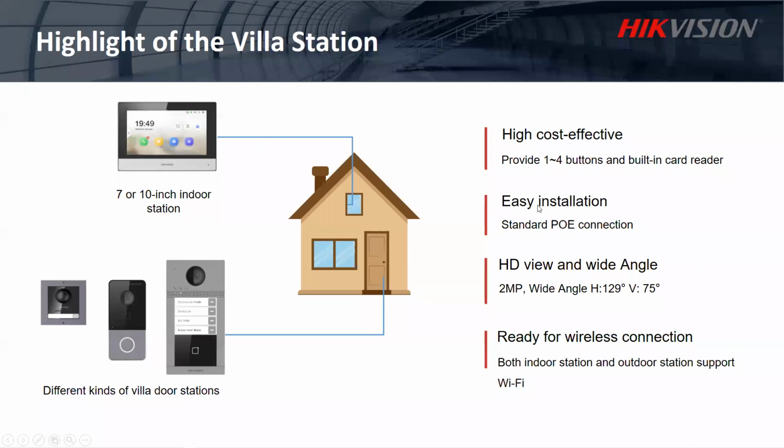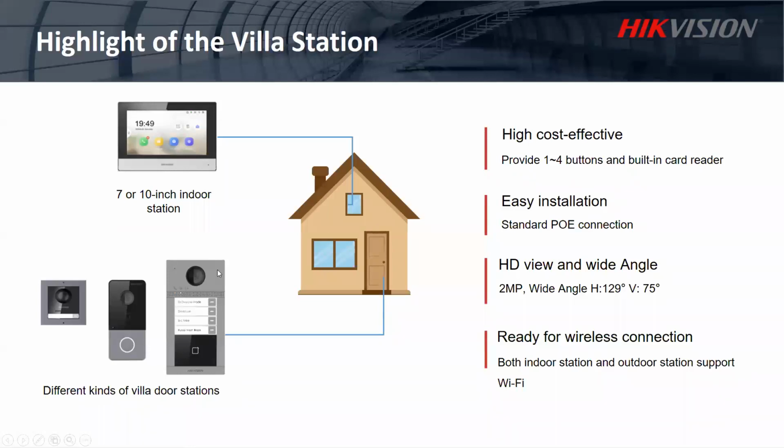It's very easy to install, as it can use a standard PoE connection, and there is a difference in the camera view and the wide angle. It still uses a 2 megapixel camera, but it's a little bit lower than the modular door station, as it has a horizontal field of view of 128 degrees and vertical 75 only.